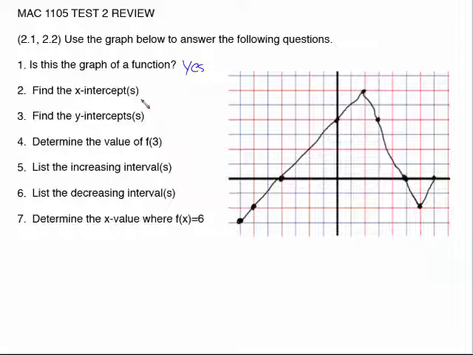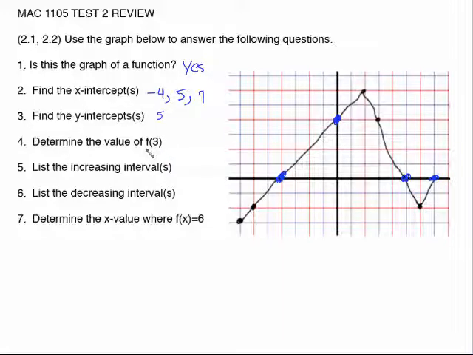X-intercept refers to where it crosses the x-axis. It crosses the x-axis in 3 places, and we'll name those with just their x values. So this is -4, this one is 1, 2, 3, 4, 5, and this one is out here at 7. You do not have to write them as the ordered pairs. The y-intercept is where it crosses the y-axis, and it crosses up here at 1, 2, 3, 4, 5. Same thing, you don't have to write it as an ordered pair.